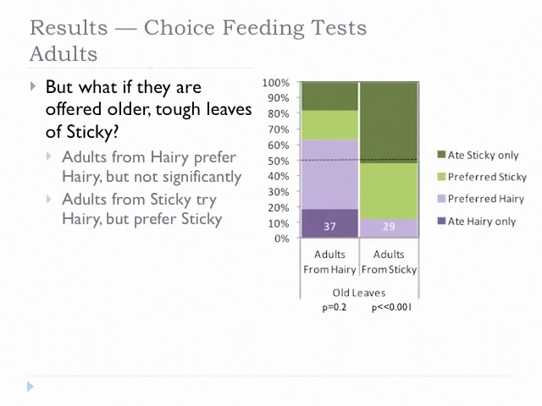I took the old leaves from the sticky plants, and this was definitely different. Now when the adults from hairy are offered the older leaves, they say, okay, never mind, I'll take the hairy leaves, thank you very much. Now you can see the light purple bar is huge, so most of them actually tried both, but they did eat more of the hairy. The adults from sticky, they'd still rather have sticky. The light green bar shows those that ate both, but ate more of the sticky, and you can see there's a bunch that tried the hairy, but there's definitely a preference for sticky.